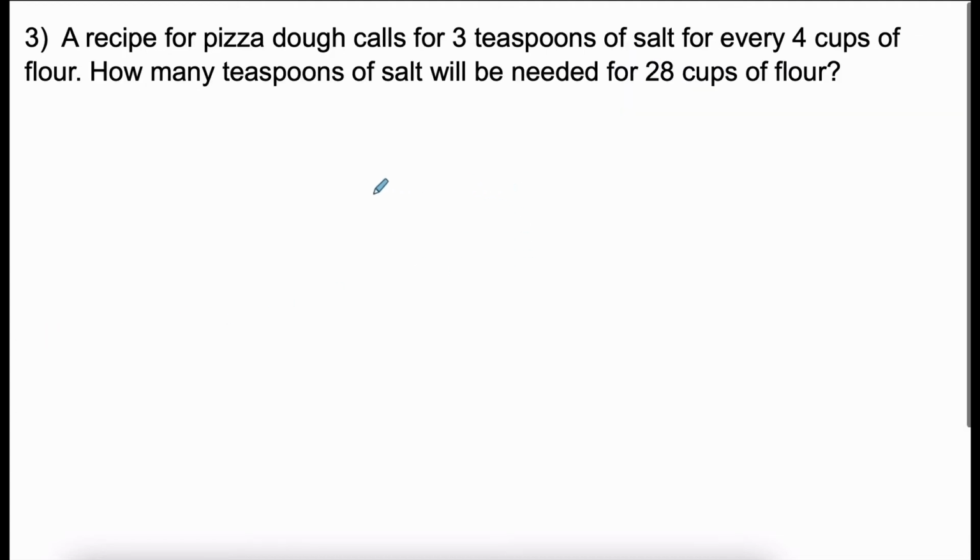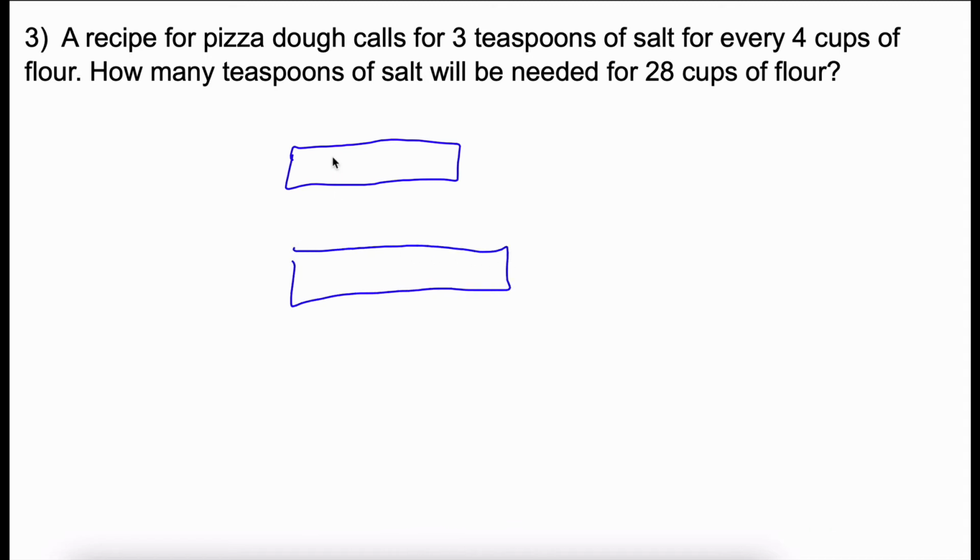For number 3, a recipe for pizza dough calls for 3 teaspoons of salt for every 4 cups of flour. So if you're the visual person, 3 to 4 will look something like this. And this is salt to flour. If you read carefully, you notice that the important information here is the flour in reality uses 28.